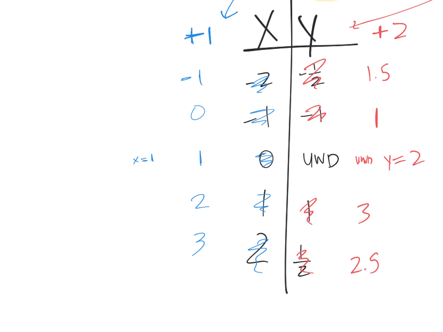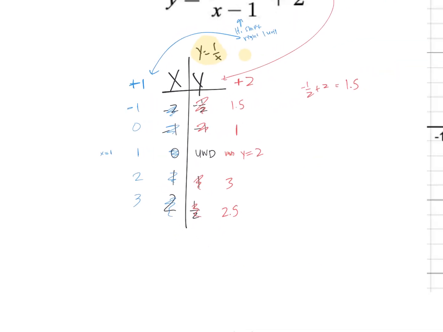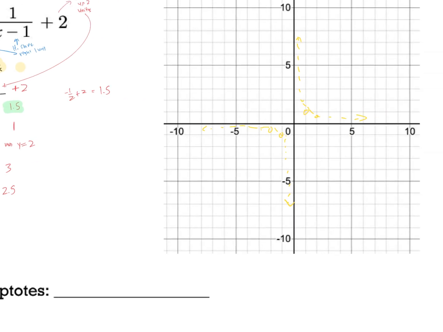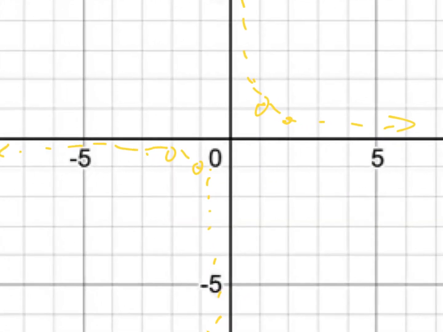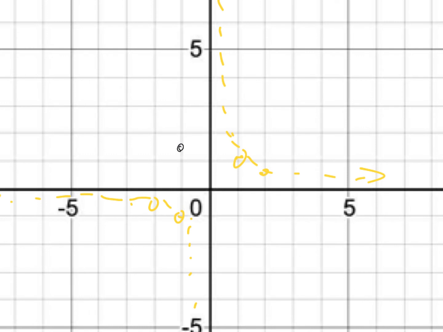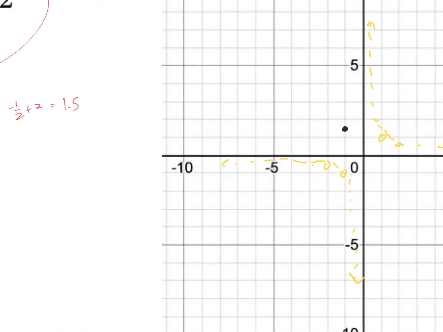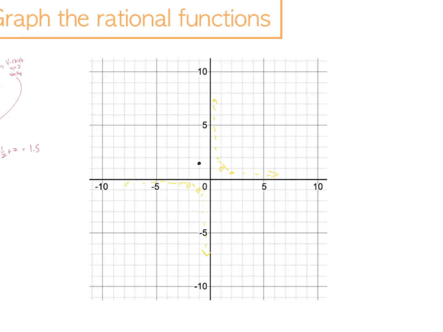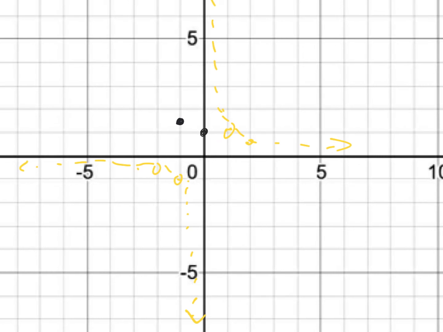So I've got a brand new set of x comma y coordinates, okay? I'm going to start by graphing -1 comma 1.5. We'll do this graph in black here. So -1 comma 1.5 will be about right there, okay? I graph that one first. Next, I'm going to graph 0 comma 1. Go right and left 0, up 1.